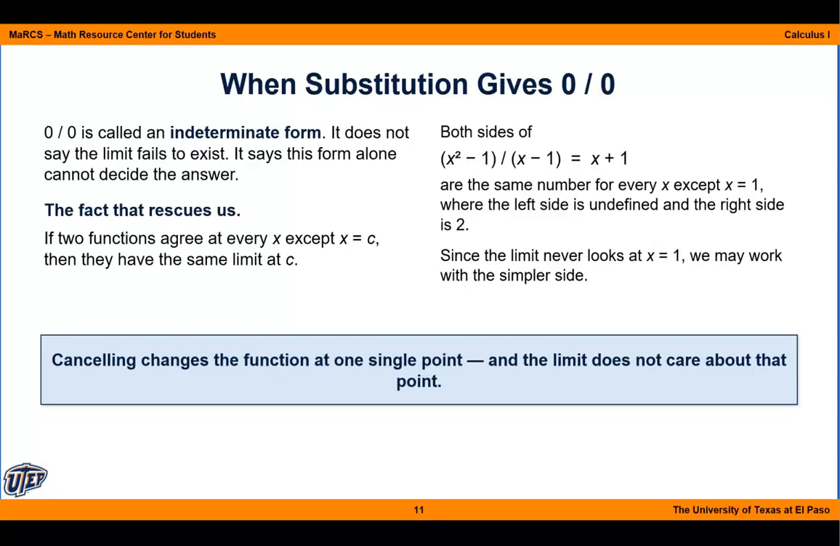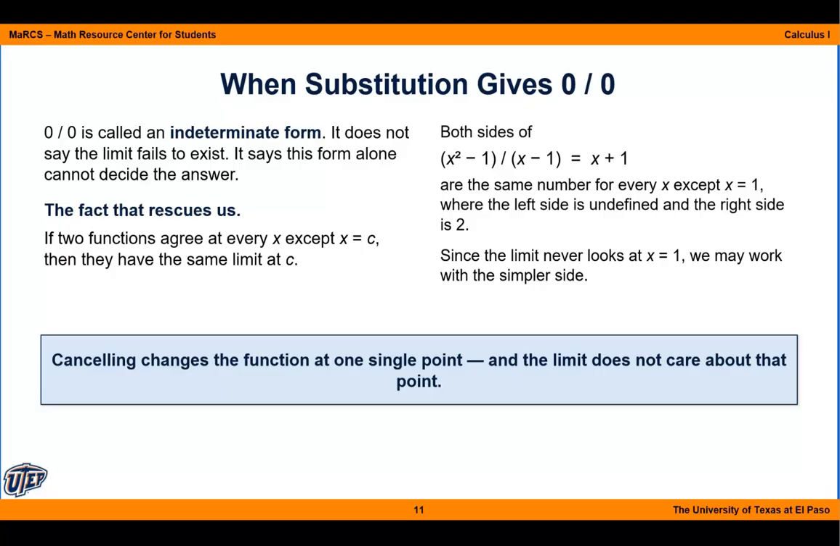When direct substitution produces 0/0, we call the result an indeterminate form. The word indeterminate is important. It means that this form alone does not determine the limit. It does not mean that the limit fails to exist. The key fact shown here allows us to repair many of these expressions.